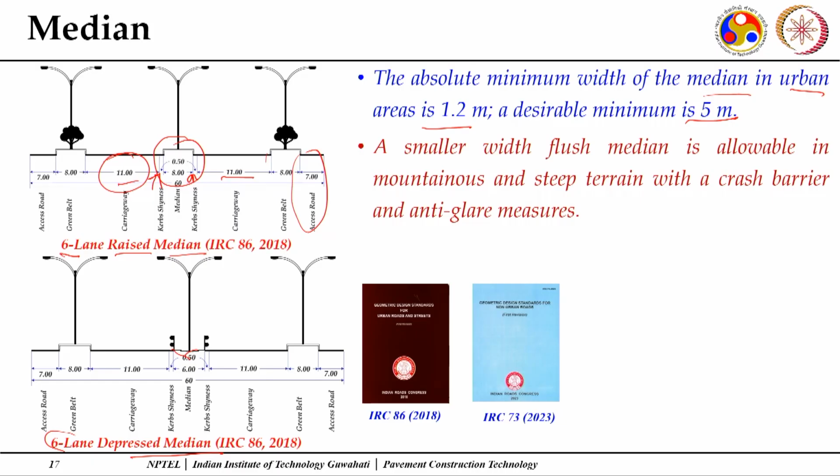A smaller width flush median is allowable in mountainous and steep terrains with a crash barrier and anti-glare measures. If a flush median is there, then you have to take other measures for anti-glare restrictions so that you do not get the glare from the opposite end vehicles.